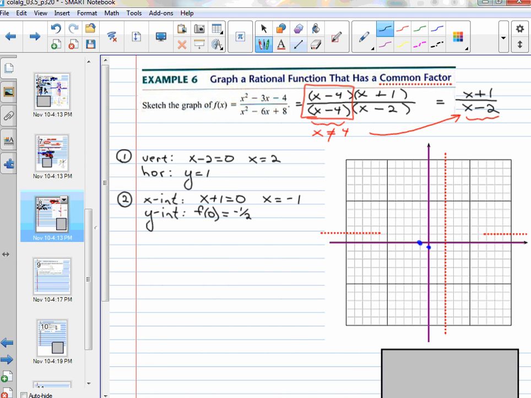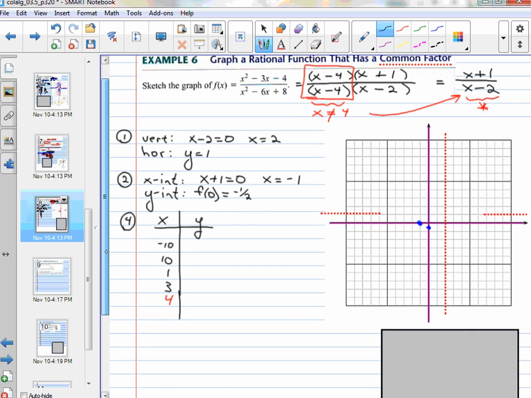Here's my y-intercept. I now am going to pick some points near my asymptotes to help me out like before. I like negative 10 and positive 10. I'm also going to do a 1 and a 3, on either side of my vertical asymptote. And then I'm also going to choose a 4. In the original one, I really can't use a 4, but in this new one, I can use a 4, and we'll see what meaning that has.